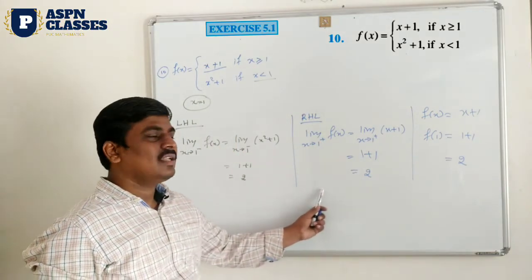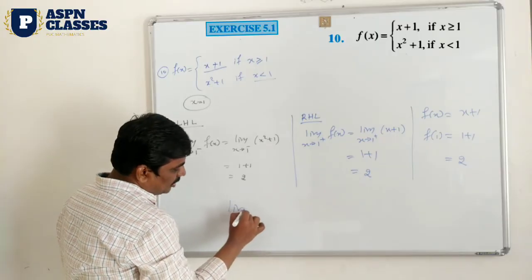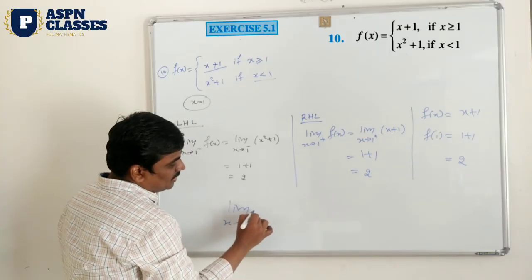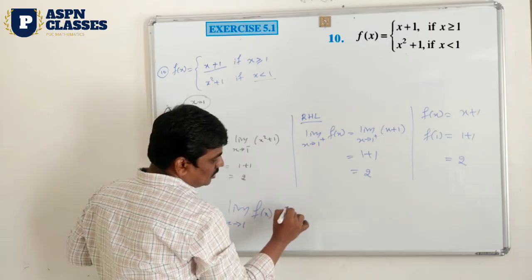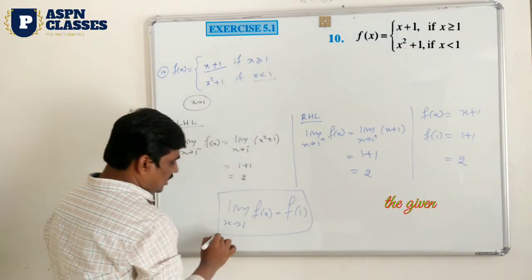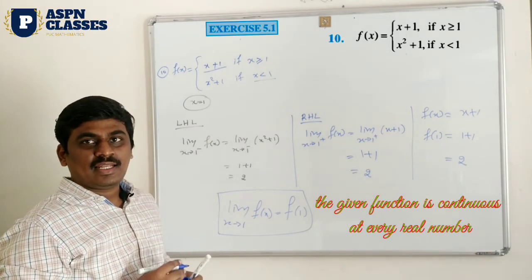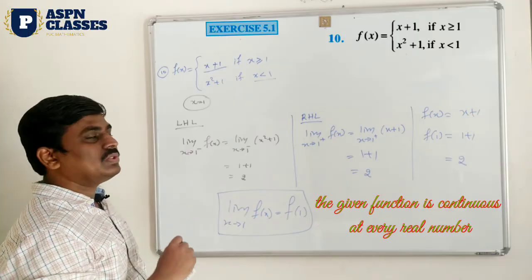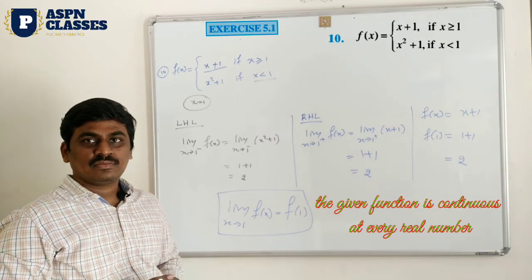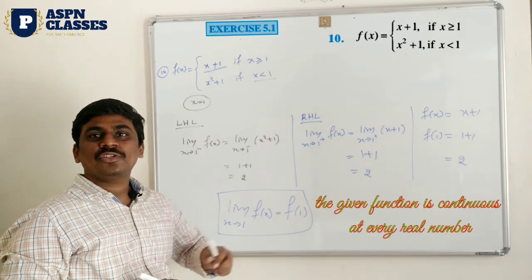LHL equals RHL, and the limit answer also equals the function value. Therefore, last, you write here the limit as x tends to 1 of f of x is equal to f of 1. Therefore the given function is continuous at every point or every real number. In this example also there are no discontinuous points. The question is to find the discontinuous points, no? So write the conclusion: there are no discontinuous points.